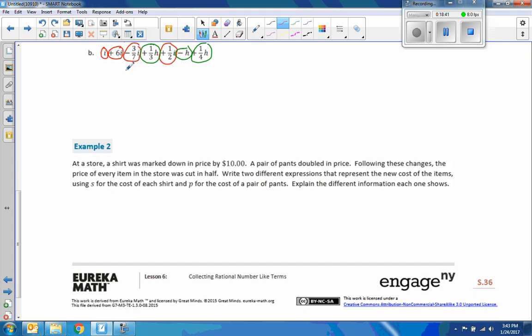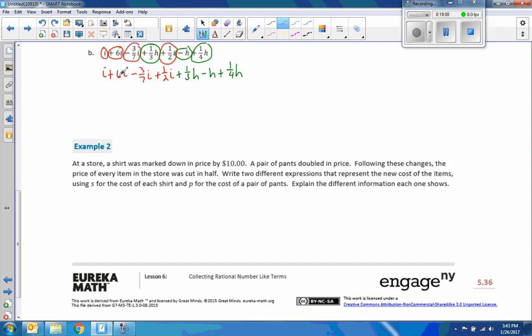I'm now going to combine like terms, so I'm looking at I plus 6I minus 3/7 I plus 1/2 I. I just put all the reds first. I moved this 1/3 over here. Now it's plus 1/3 H minus H plus 1/4 H.